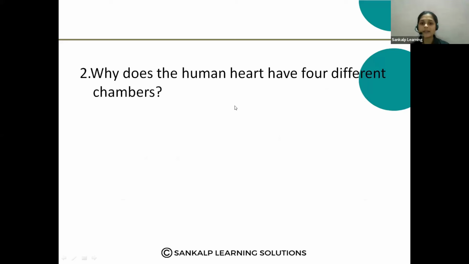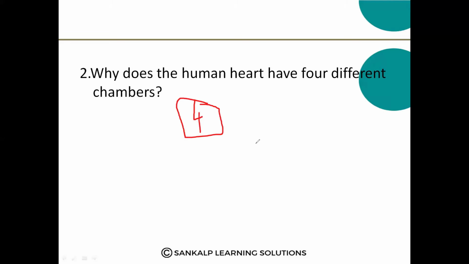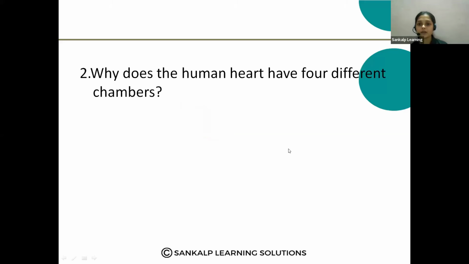Next question. Why does the human heart have 4 different chambers? In human beings, the heart contains 4 different chambers. Which are the 4 different chambers? Anybody? Name the 4 different chambers of the human heart. Right atrium, left atrium, right ventricle, left ventricle. Very good. So the left atrium, right atrium, left ventricle and right ventricle are the 4 chambers of the human heart, right? So why does the human heart have 4 different chambers?